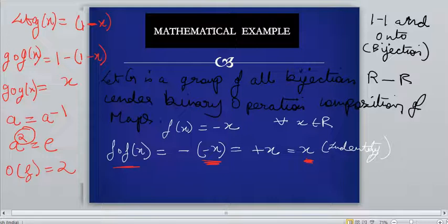Similarly, the order of g will also be 2, because that is exactly what is happening. When I do g of g, I get x, which means I get back the identity element.